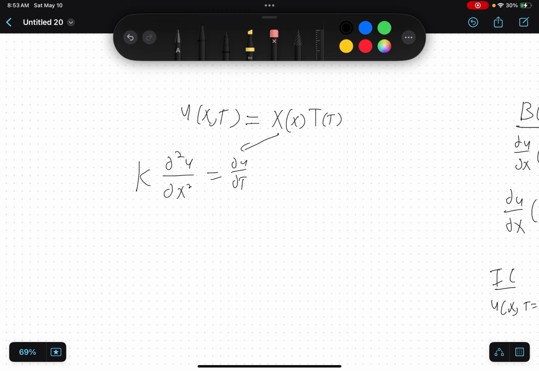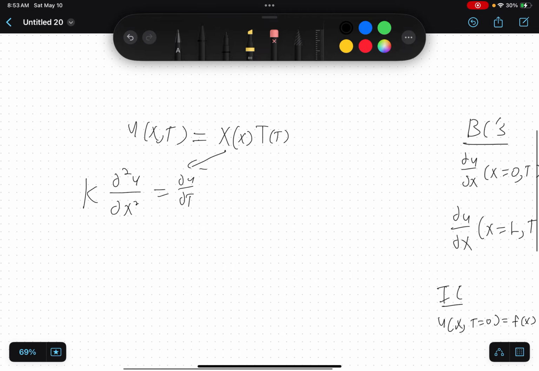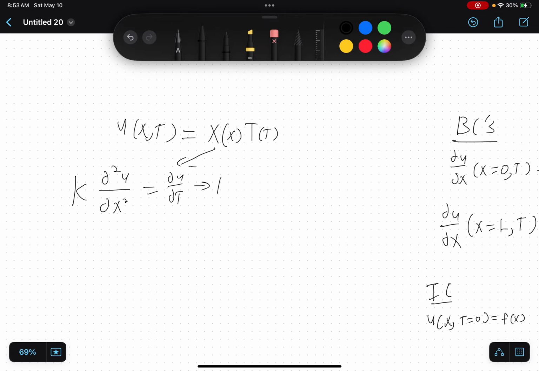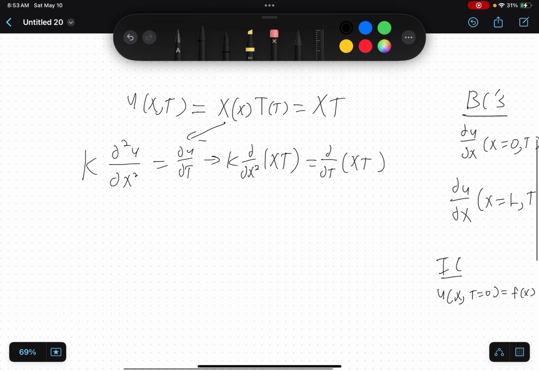Cool, so let's plug this into here. If we do that, we're going to have k d squared/dx squared of X(x)T(t) equals d/dt of X(x)T(t). I'm going to drop these functions of x and t to make the writing quicker. And this would equal k X double prime T equals X T prime.